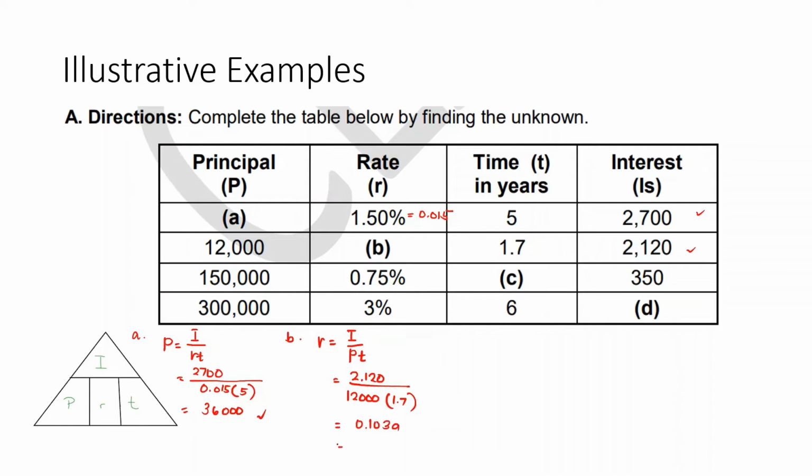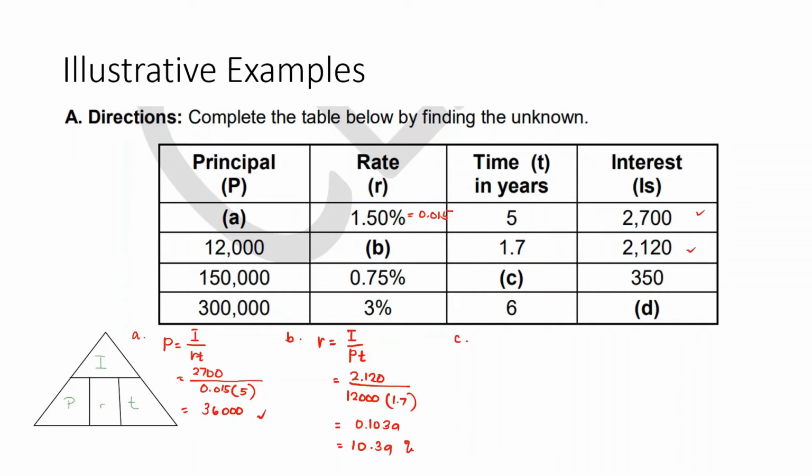Since this is in decimal, there is a need to transform it into percentage. We can only do that by moving this decimal point two places to the right. So that will be 10.39. And do not forget the percentage sign. Okay, let us now proceed to letter C.